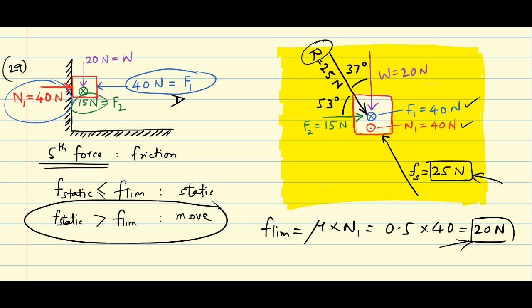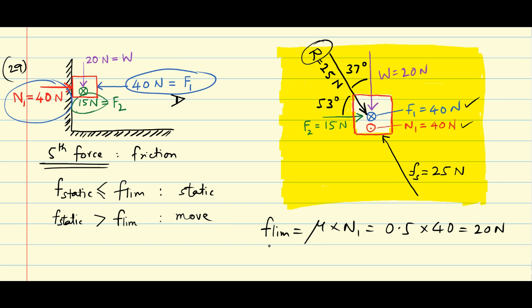Naturally, the block is going to move, and if it does slide, then the frictional force is now kinetic frictional force, which is mu k into N1. Now mu k and mu s are not given separately, so we are going to assume that mu k and mu s are both 0.5. So 0.5 into N1, which is 40 newtons, so the kinetic frictional force which the block experiences during sliding is 20 newtons.